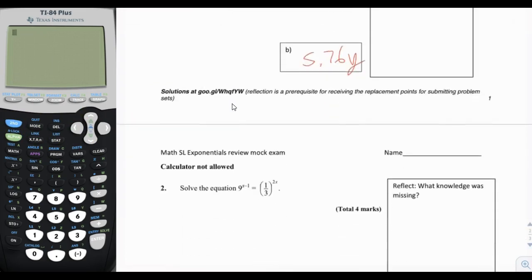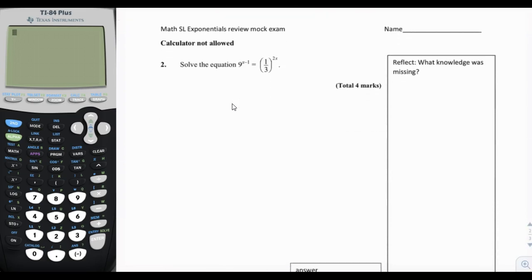Now we're going to move on to problem 2. Calculator is not allowed on this one.